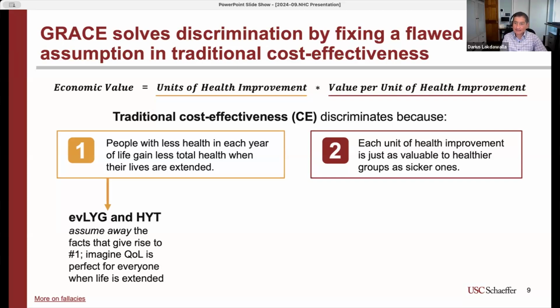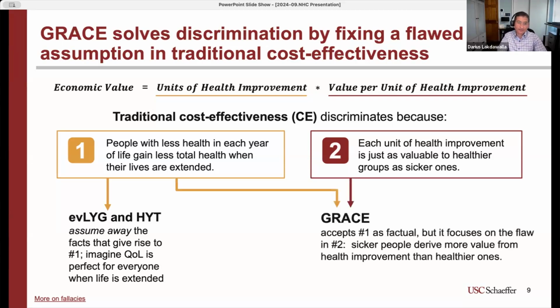Because if you assume everyone always has the same health-related quality of life, it becomes impossible to reflect the value of making your health better, like, for instance, getting rid of pain, which is what we saw in the earlier example. GRACE takes a different approach, and it accepts number one as factual, largely because it reflects the preferences that people have for having higher health-related quality of life, which is why a lot of people voted for treatment option B. But it focuses on the problem in number two, and it points out that sicker people empirically derive a lot more value from health improvement than healthier ones. And if you account for that, it turns out, and I'll talk a little bit about this in a few slides, that you can eliminate the discriminatory properties of economic analysis.